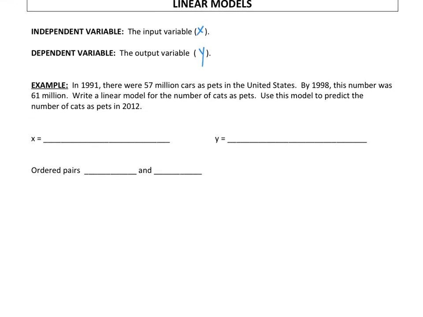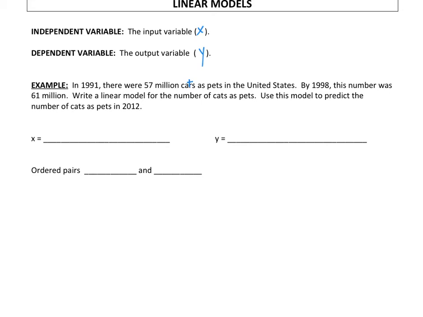So in 1991, there were 57 million cats. It shouldn't say cars, it should say cats. Whoops, typo. So 57 million cats as pets in the United States. By 1998, this number was 61 million. Write a linear model for the number of cats as pets. Use the model to predict the number of cats as pets in 2012. Obviously, this question was made a long time ago, since 2012 was 8 years ago. But we're going to do the problem nonetheless.